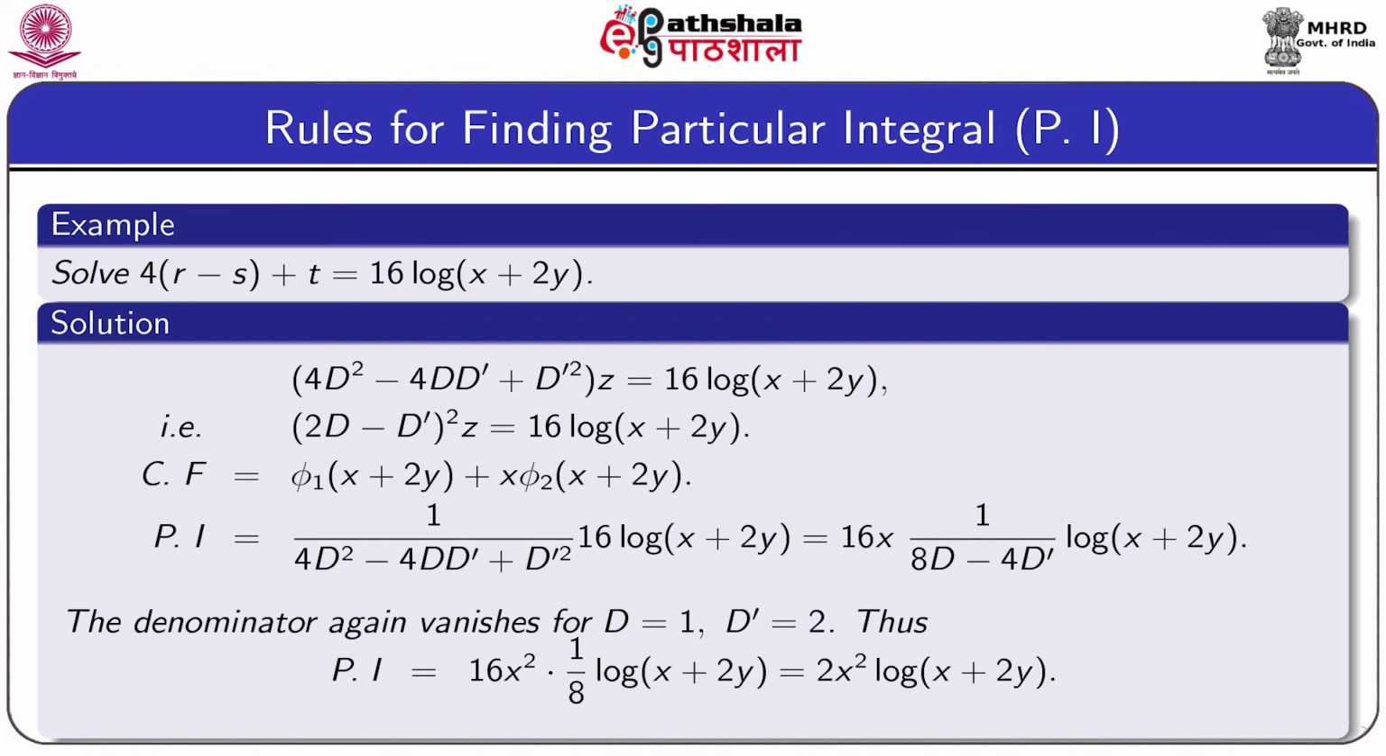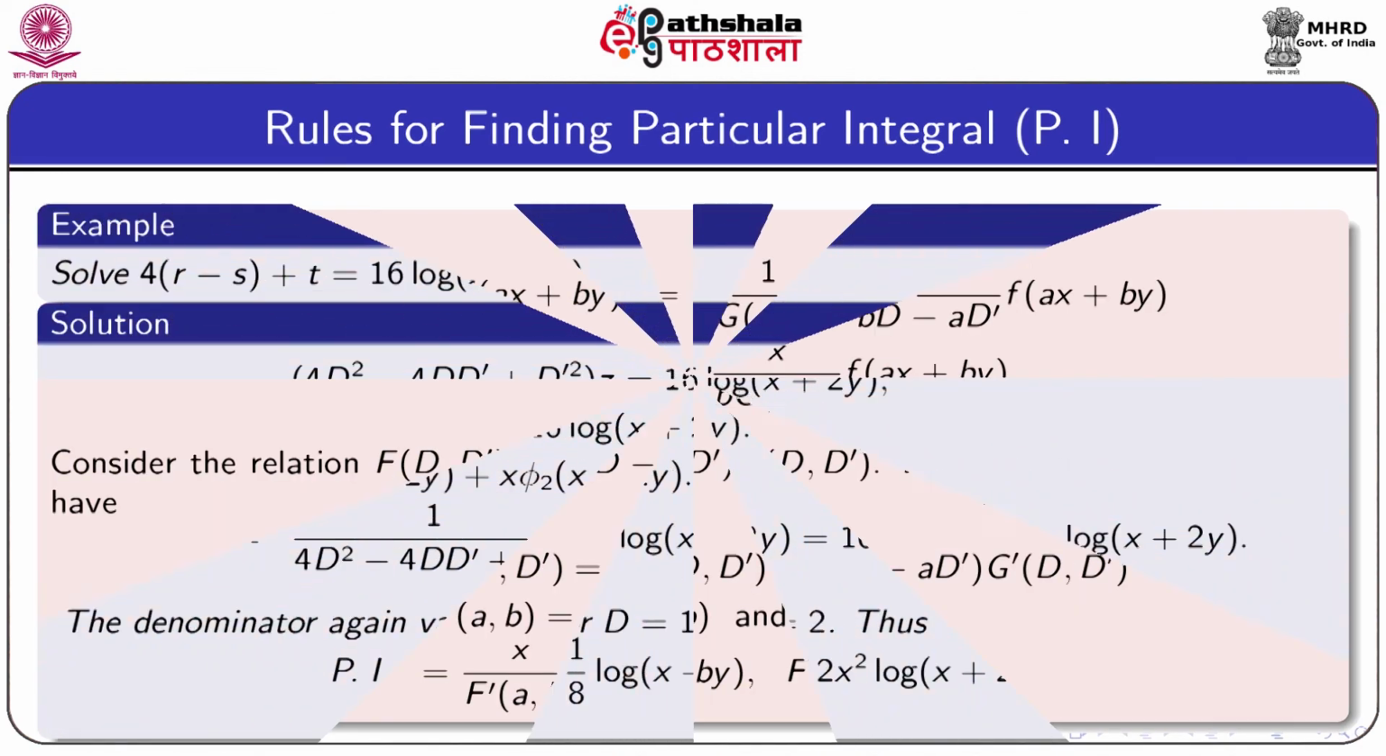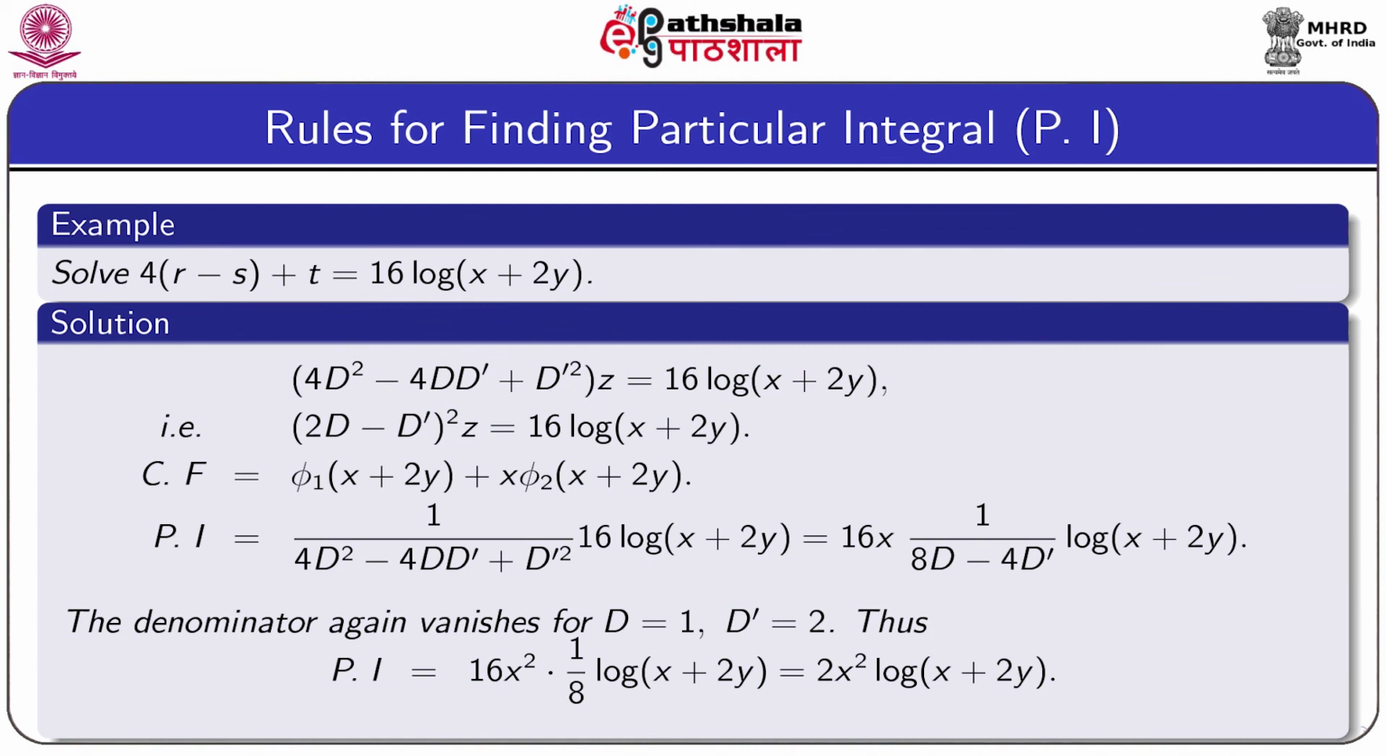And just before we have learned that this becomes 0. So, a particular integral can be written as x by F'(a, b) into f(ax + by). So, we use that concept. So, it becomes 1 divided by F', so it is (8D - 4D') operating on log(x + 2y).